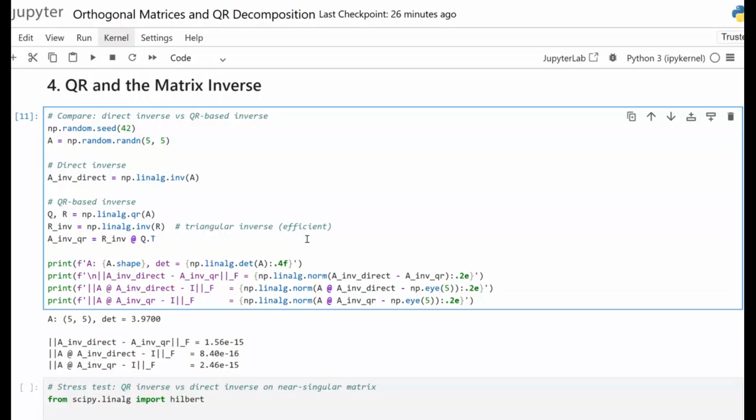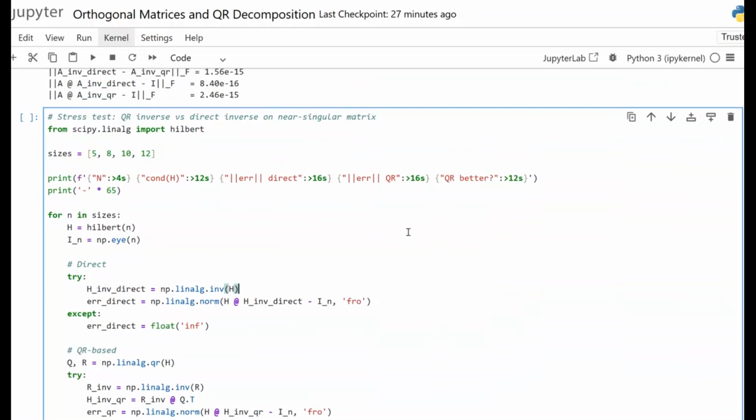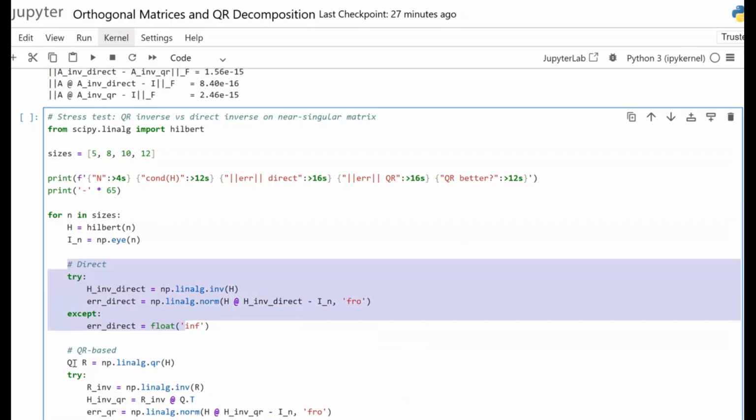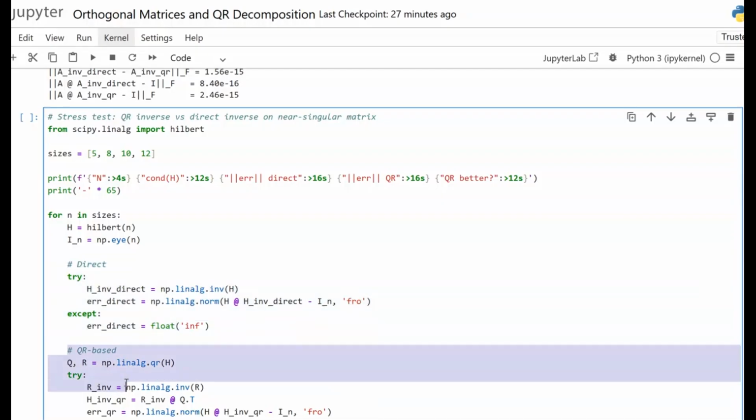Both direct and QR based inverse agree numerically, and orthogonality simplifies inversion. Here QR provides a structured and often more stable pathway. Next, let me discuss the same comparison, direct matrix inversion and QR based matrix inversion, on a numerical stability stress test. This exact code performs the stress test, comparing the first method, direct, and the second, QR based inversion.